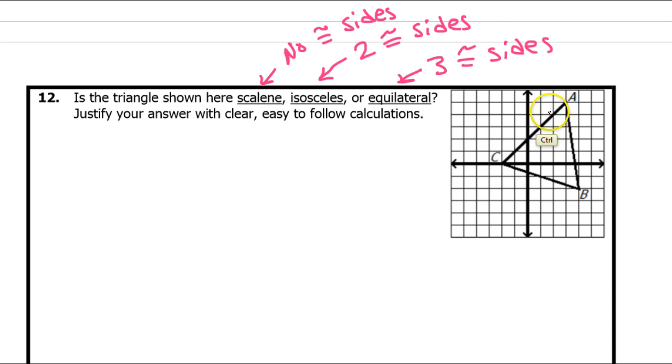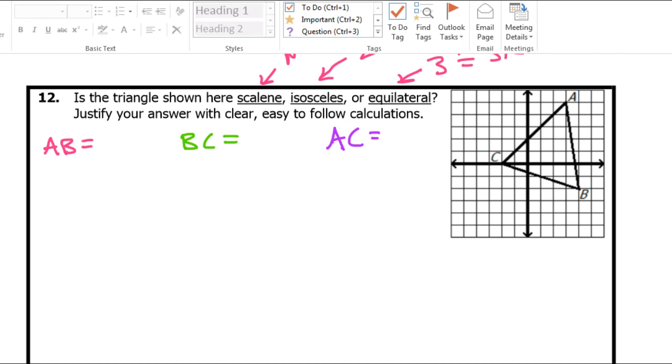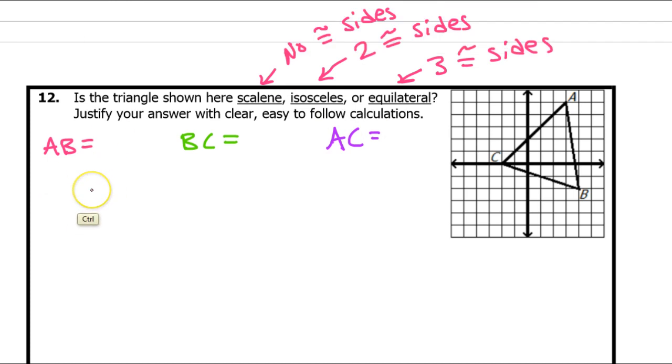So, if I want to know how many of these sides are congruent, I'm going to need to calculate their length somehow. So what I recommend is the Pythagorean Theorem. So we're going to calculate the length of side AB, side BC, and side AC. And I'm using these colors so you can follow the source of the calculations.